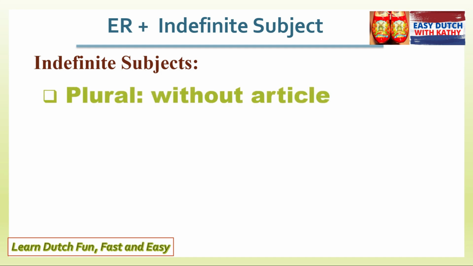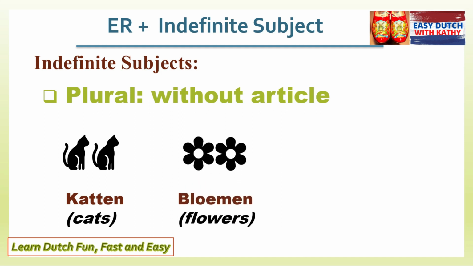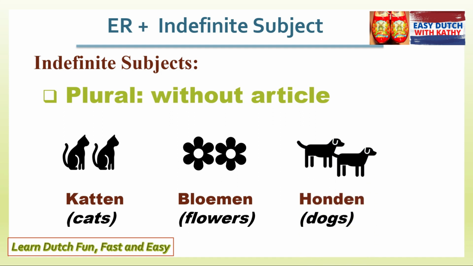It could also be in plural. You can recognize it with no article, like katten. Katten means cats. Bloemen, flowers. Honden, which means dogs.